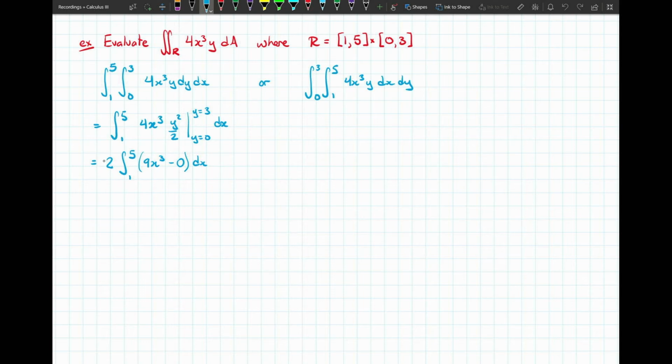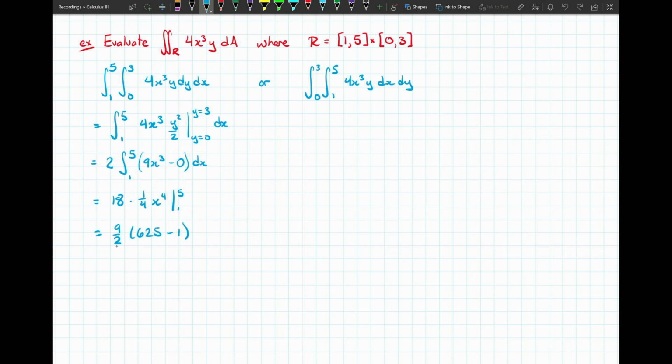We can move the 9 out front. 2 times 9 will give us 18, and then we'll just need to look for an antiderivative of x cubed, which would be 1/4 x to the 4. We'll evaluate 1/4 x to the 4 from x equals 1 to x equals 5. And we can even reduce this 18 over 4 while we're at it.